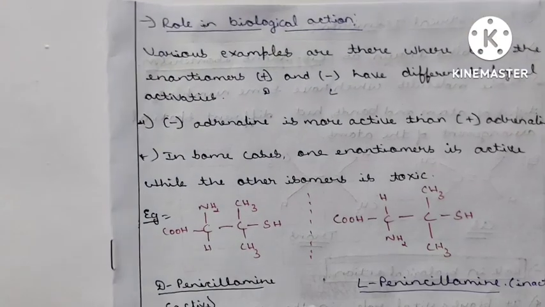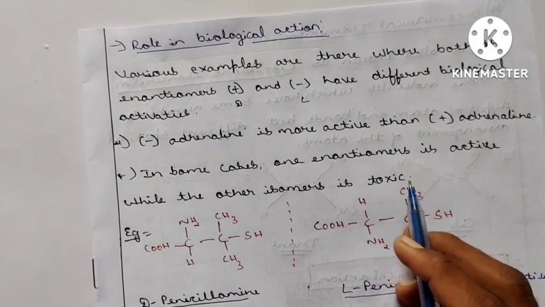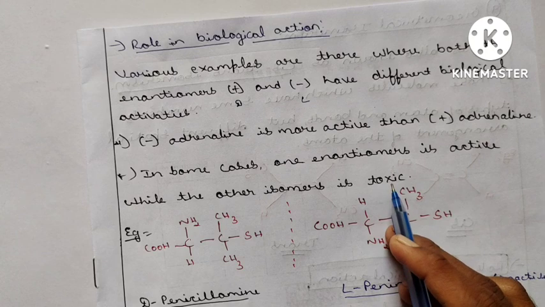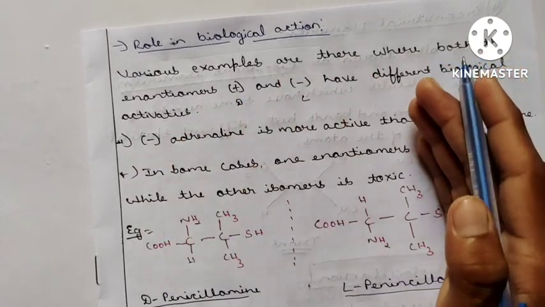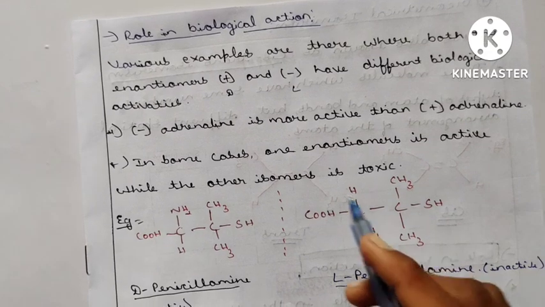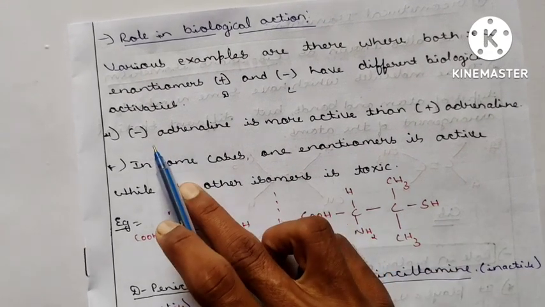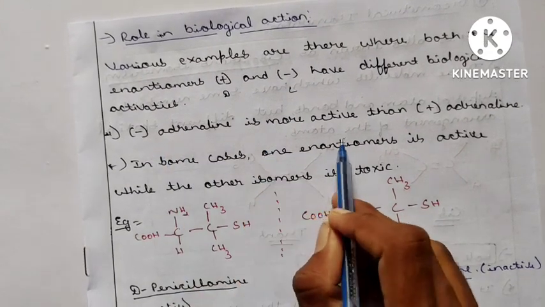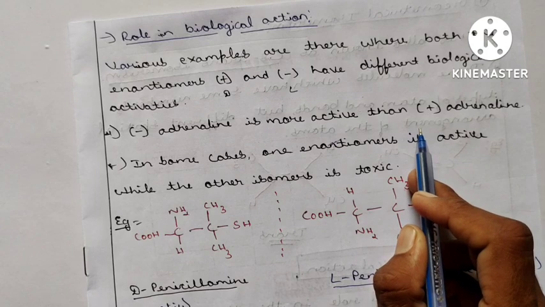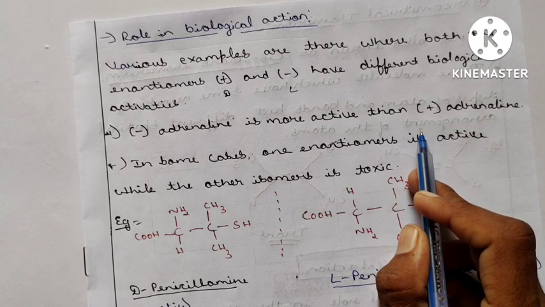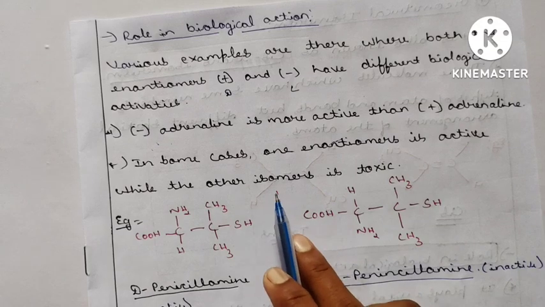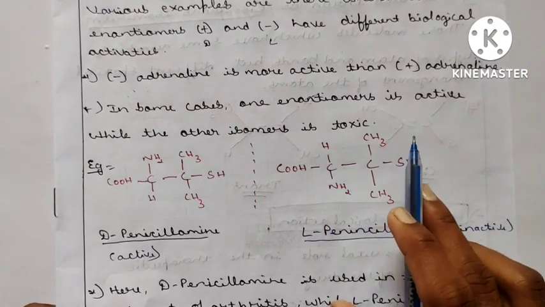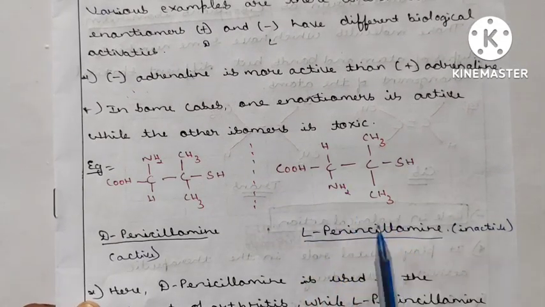Now let's discuss the role in biological action. Very simple role, various examples are there. Both the enantiomers have different biological activities, like dextrorotatory and levorotatory. You know, if they rotate clockwise means dextro, anti-clockwise means levo. Now see here, which one? Levorotatory adrenaline is more active than the dextrorotatory adrenaline. See, levorotatory adrenaline is a more active compound than the dextrorotatory. In some cases, what happens? One enantiomer is active while the other enantiomer is toxic.